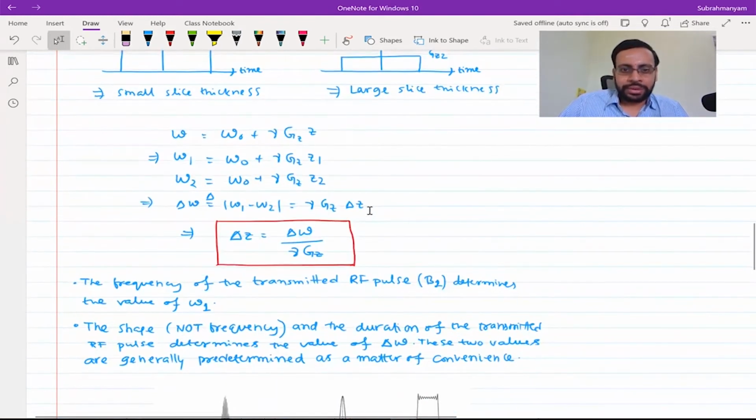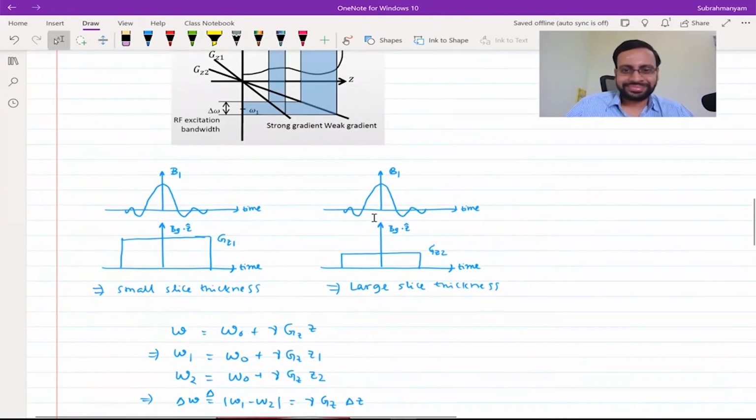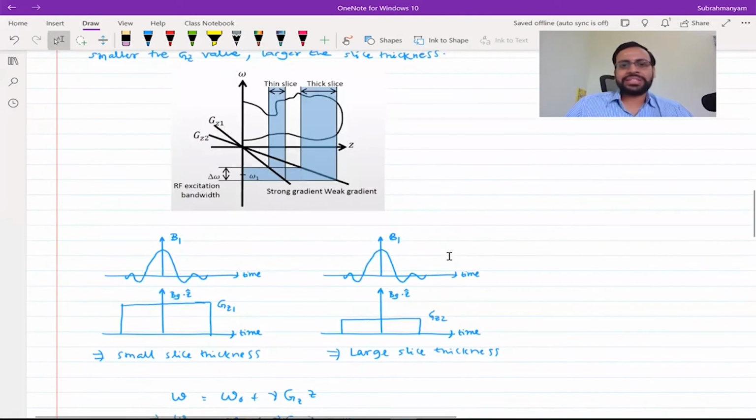So what is the visual difference between a thin slice and a larger slice? Here gz is larger for a thin slice: gz1 is greater than gz2. Let me take an extreme case. If I make this gz extremely small, then what would happen? Everything resonates at the same value, is it not?